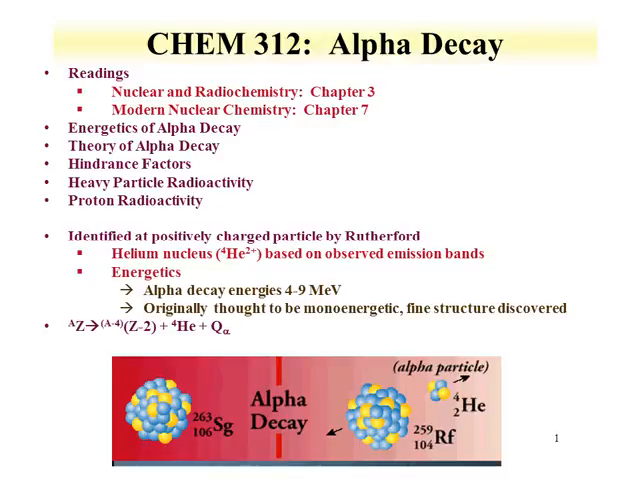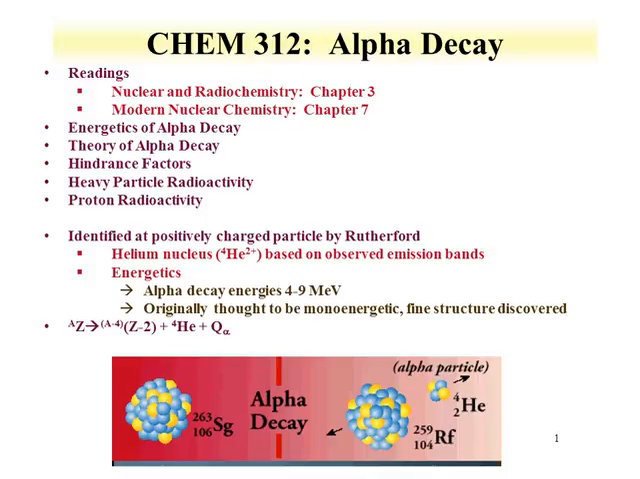This is the fourth lecture for Chem 312, and it's on alpha decay. The readings for this chapter are located in Nuclear and Radiochemistry, Chapter 3, and Modern Nuclear Chemistry, Chapter 7. This lecture will cover the energetics of alpha decay, theory related to alpha decay.